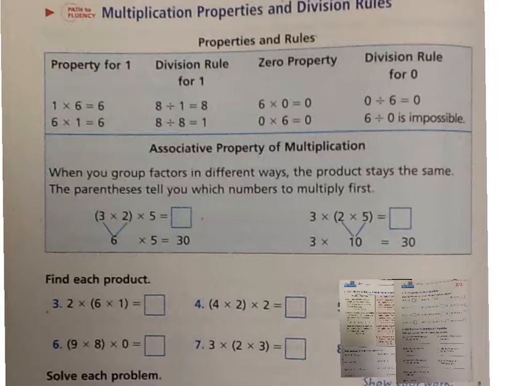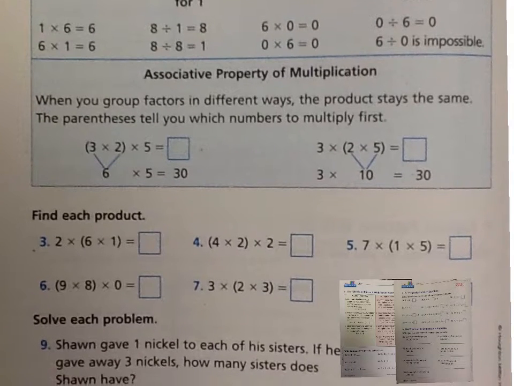So underneath it, we see the associative property of multiplication. The associative property says when you group factors in different ways, the product stays the same. The parentheses tell you which numbers to multiply first. So when you see numbers in parentheses, you do them first. So you have 3 times 2 here first. Draw a little caret or a little arrow down. Equals 6. You still multiply that by the 5. You get 30. So 6 times 5 is 30.